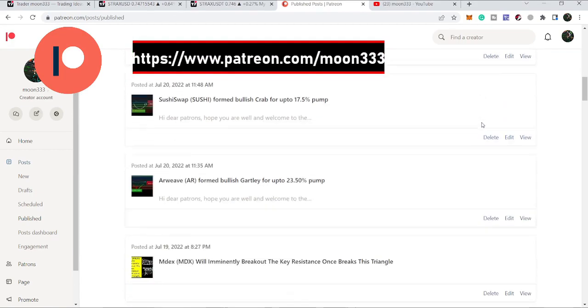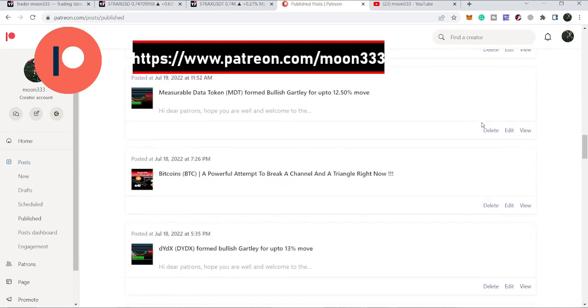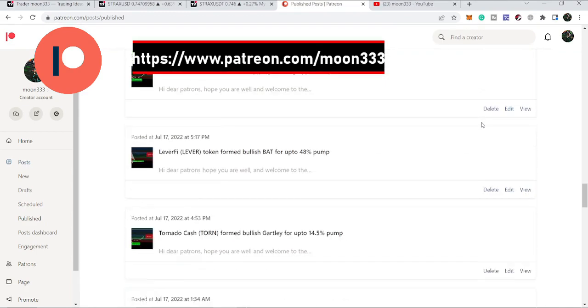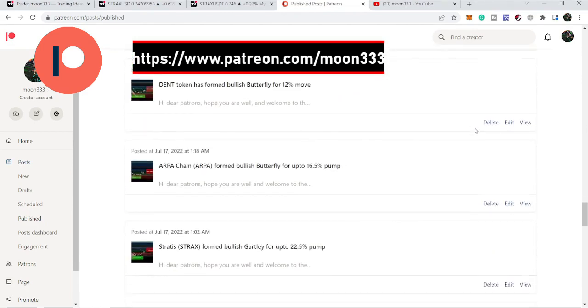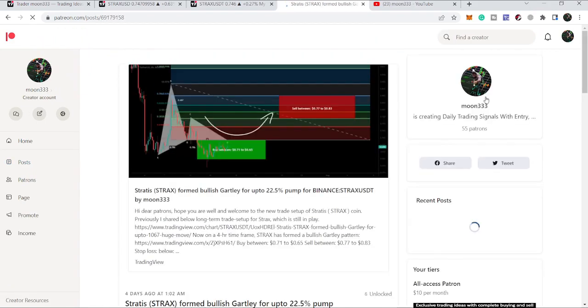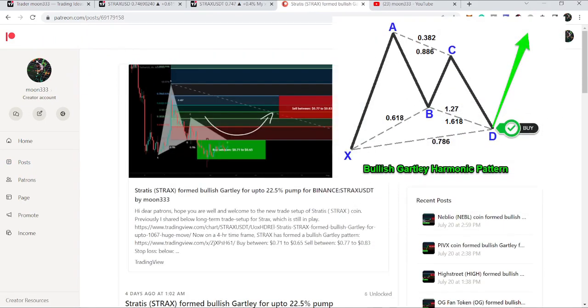So let's start the analysis. And first of all, let me share my recent trade setup that I shared with my members at the Patreon. And that was a harmonic setup. This was the move that I shared almost 2 days ago on 17th of July. In fact, 4 days ago.